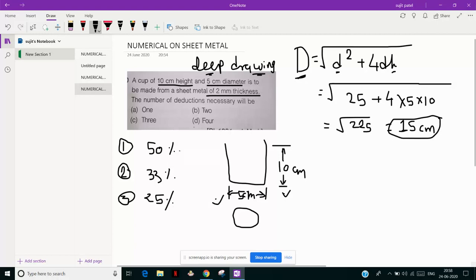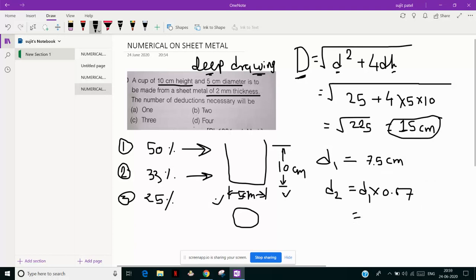So you come to know that you require this much diameter of the blank. Now as per order, in the first pass you can reduce 50% diameter. So your diameter after the first deep draw is 7.5 centimeter, but you require 5 centimeter. So again we have to draw, and we can reduce 33% diameter. So you can write the diameter after the second pass is d1 multiplied by 0.67. That means the diameter will be reduced by 33%, that means 67% of the previous one.